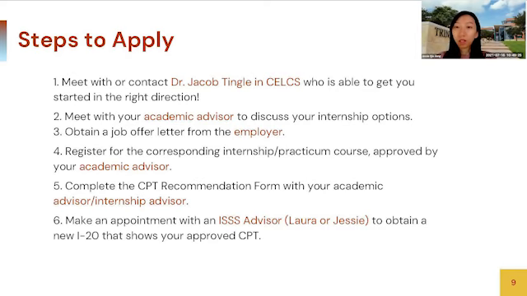The second step, actually, is the same as the first step. If you have an academic advisor for course registration, your academic advisor should be able to discuss which internship course is good for you. If the academic advisor cannot help, then you can go to CELSIS. The third step is to obtain a job offer letter from the employer. That's easy. You just need to accept the job offer and send the job offer to isss@trinity.edu and ask for the next step for the CPT registration.